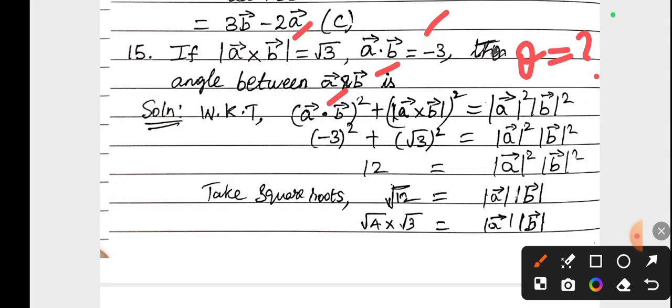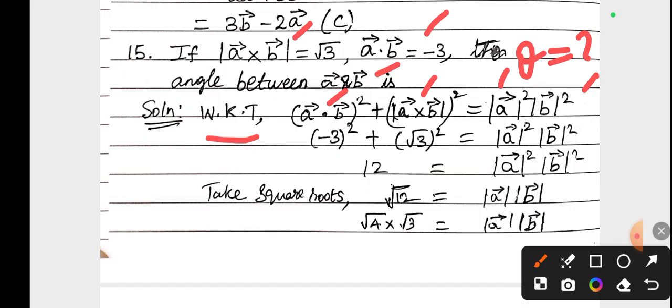Yes or no, children? So we are using this formula. WKT, we know that. Whether we know or we don't know, that doesn't matter; we have used to write that wording. A vector dot B vector whole square plus A vector cross B vector whole square equals magnitude of A vector square into magnitude of B vector square. This is the formula you should remember.